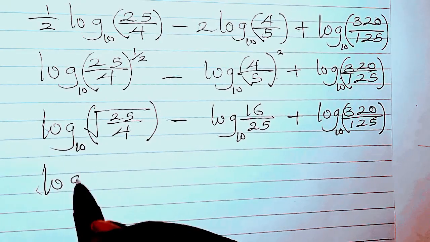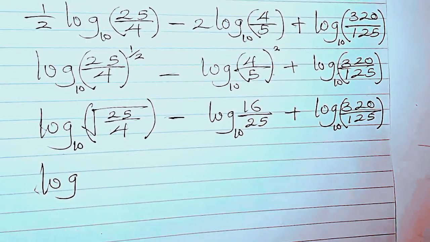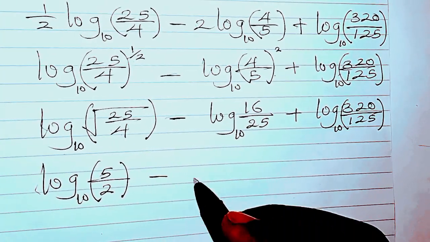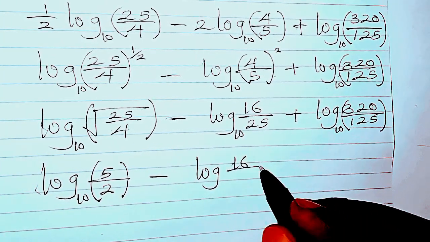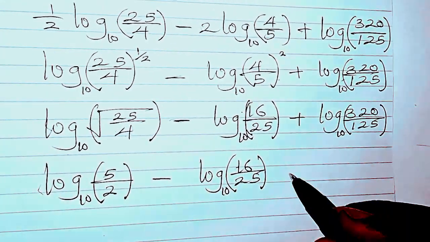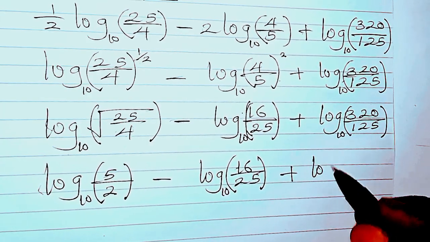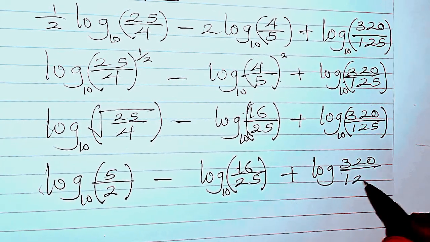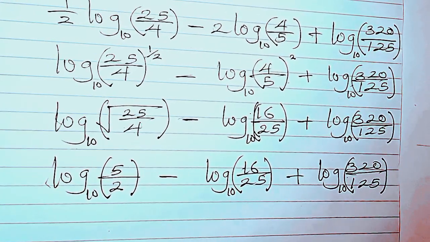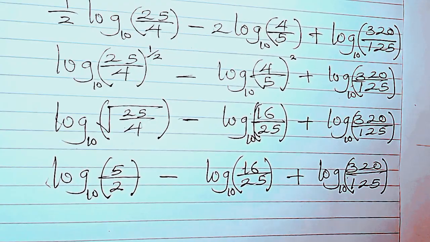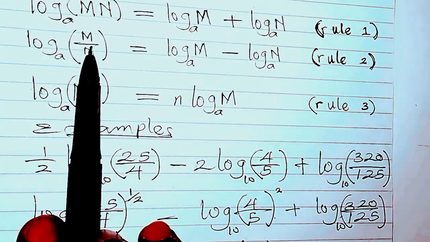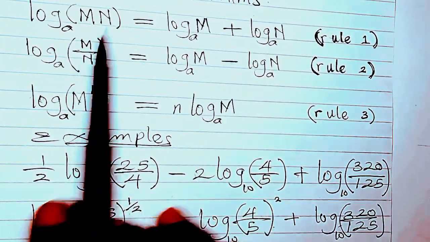And then we go further to finding the square root of 25, which is 5, over square root of 4, that's 2, base 10 in the bracket, minus this is log 16 over 25 base 10 in the bracket. We can just choose to put all of this in a bracket, and then this is plus log 320 over 125 base 10 in the bracket. And then we need to apply the first and the second laws of logarithm. Okay, remember, if it is subtraction, it's actually basically division, and if it is addition, it's multiplication.